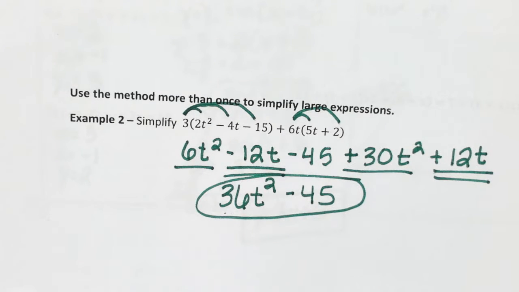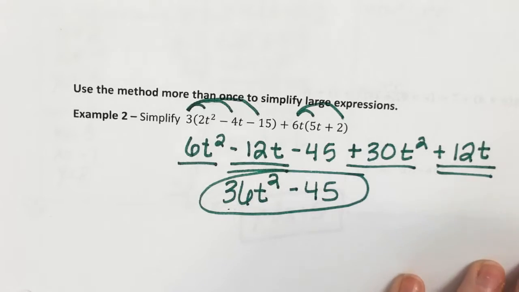Now the next one I want you to try on your own. But before you try it, somebody tell me, what are you distributing in the second set? Negative 1x. Yeah, negative 1x. Okay, don't miss that.